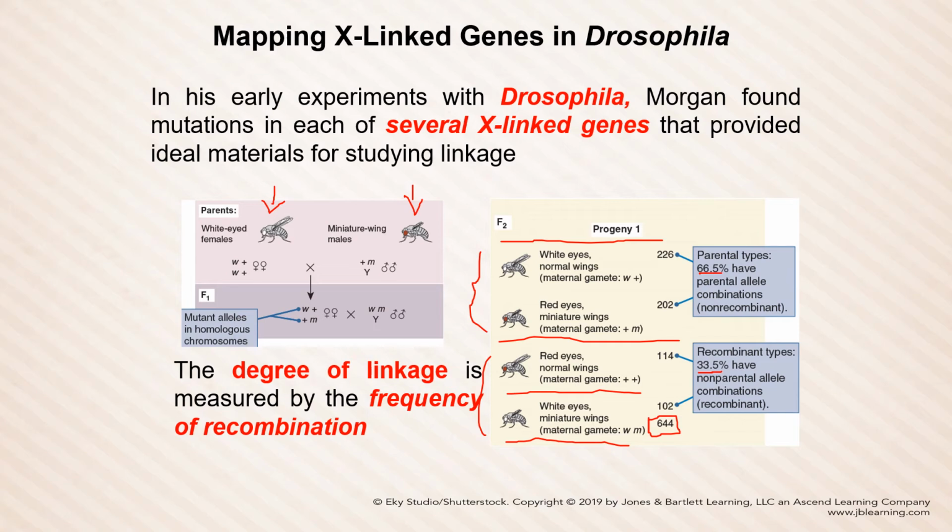And I want you to remember this, which we will be covering in the following slides: the degree of linkage is measured by the frequency of recombination. So this relationship between the parentals and the recombinants will tell us the frequency of recombination. And I will show you that in the following slide.